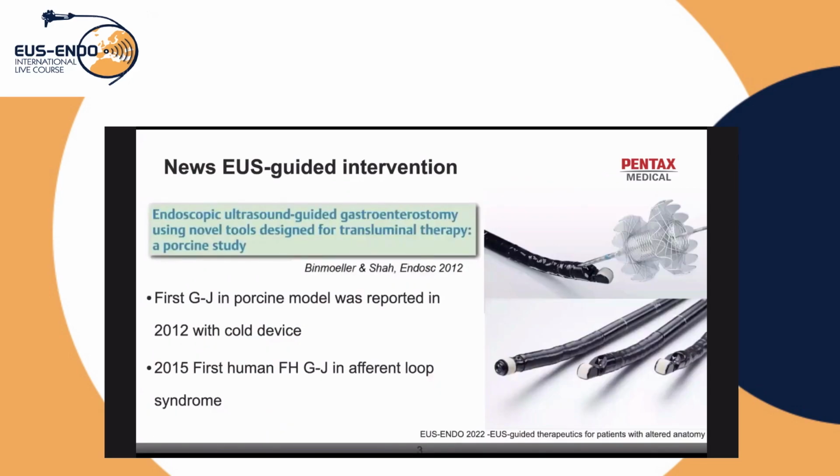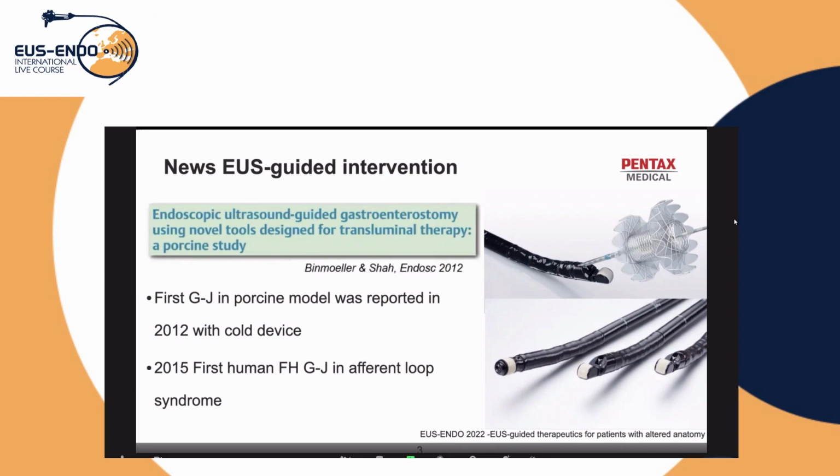What we are talking about is the use of enteroenteric anastomosis in cases of altered anatomy. The first report of this kind of procedure was in 2015 from the group of Bean Moller in a patient with afferent loop syndrome. Since then we have arrived at a therapeutic approach with endoscopic ultrasound, thanks to the development of technology.